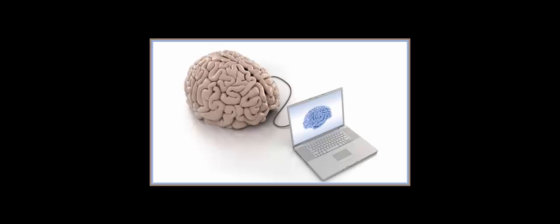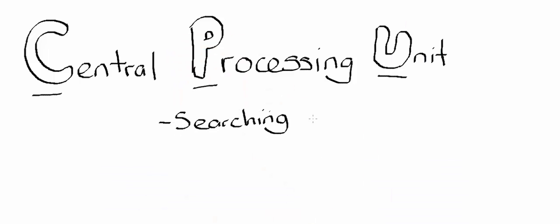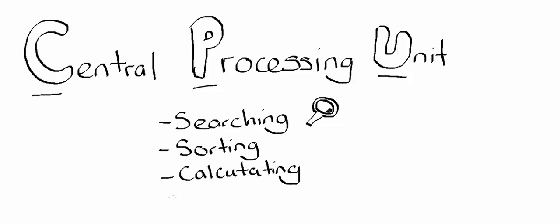In this video we're going to be looking at the CPU, which stands for Central Processing Unit. This is often referred to as the brain of the computer because it does all of the processing. In terms of processing, what it's actually doing is searching, sorting, calculating, and it's also doing all of the decision making.